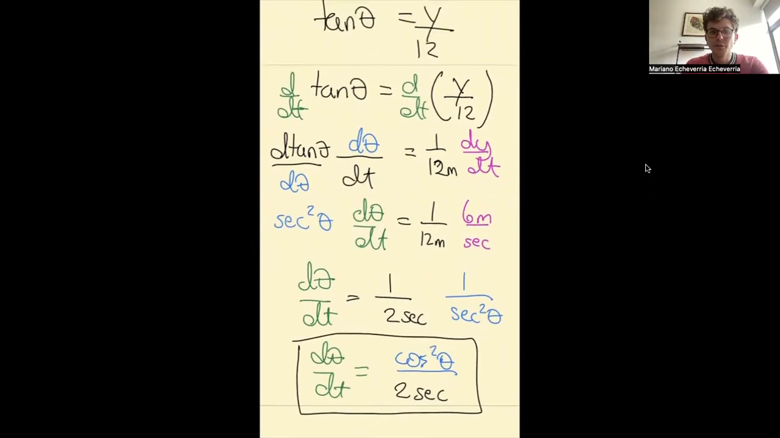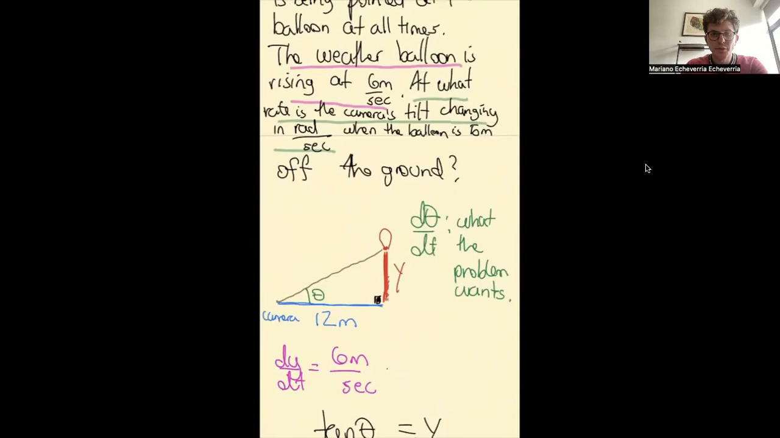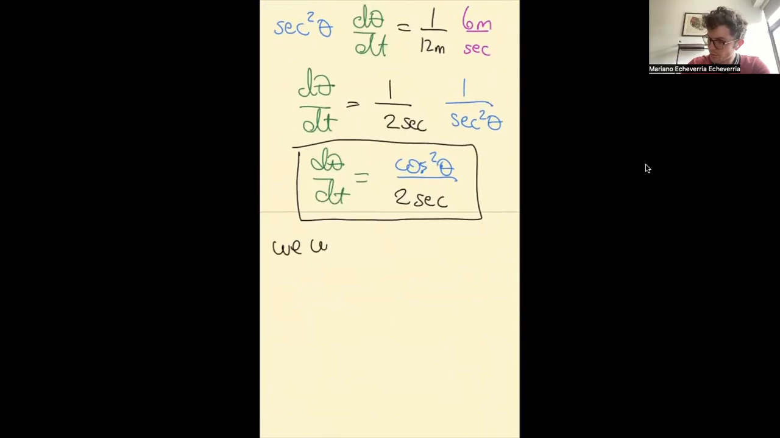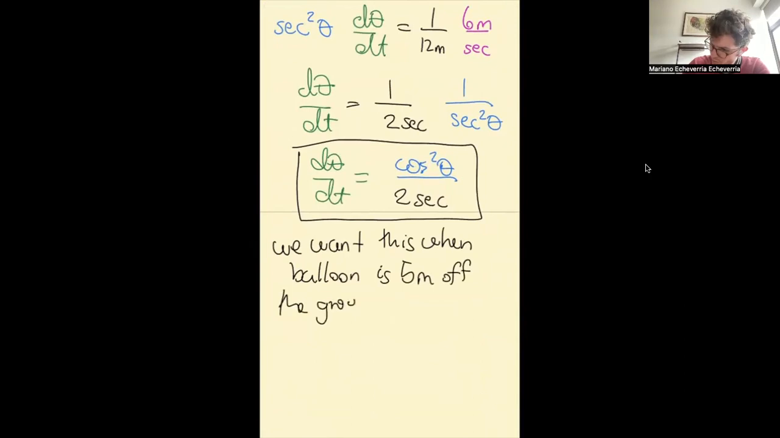But we want this value when the balloon is 5 meters off the ground. We want this when the balloon is 5 meters off the ground. So again, if you draw the diagram here, you get this, right? So what's the value for theta here?